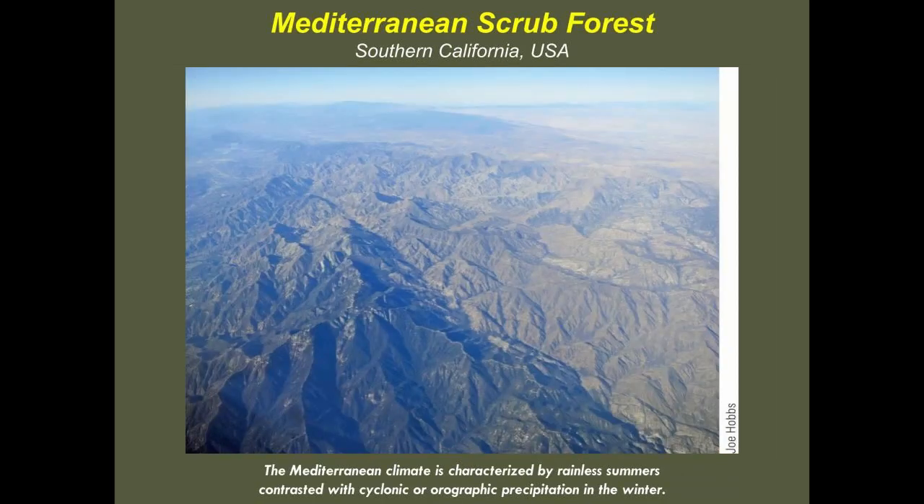Here in Southern California, America, we have a rather confusing looking Mediterranean scrub forest image. Mediterranean climates are characterized by rainless summers contrasted with cyclonic or orographic precipitation in the winter. We'll get more into what those mean as we go forward, but the important thing to note here is, what is this picture telling me about Mediterranean scrub forest, as opposed to what I think of when I think of the word Mediterranean, right? Here we have some higher elevation, perhaps.